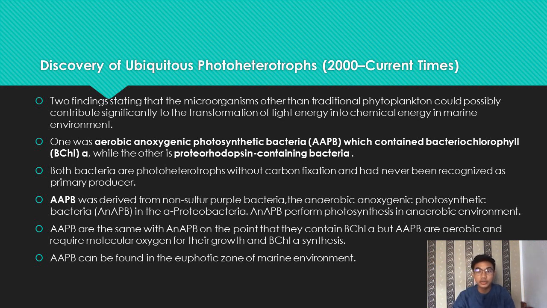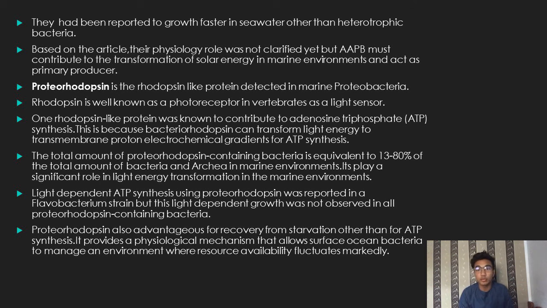AAPB can be found in the euphotic zone, the zone at the surface level, meaning the surface of the marine environment. So that's where you can find AAPB. For the next slide, they have been reported to grow faster in seawater than heterotrophic bacteria. But based on the article, the physiological role was not clarified yet, but they must contribute to the transformation of solar energy in the marine environment and also act as one of the primary producers.